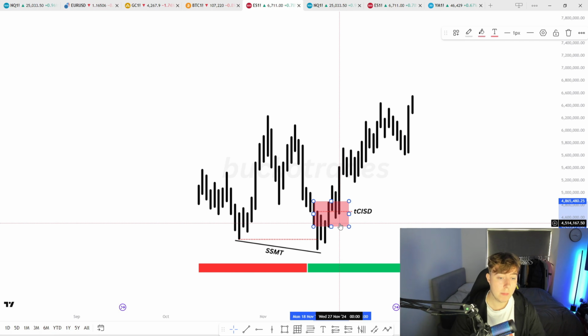So that in turn is a very basic understanding of a tCISD, a true change in the state of delivery. It confirms sequential SMT. Sequential SMT confirms our quarter as manipulation, reversal, continuation, everything. And then the tCISD confirms the sequential SMT. Then we can be confident at taking an entry after that, right?